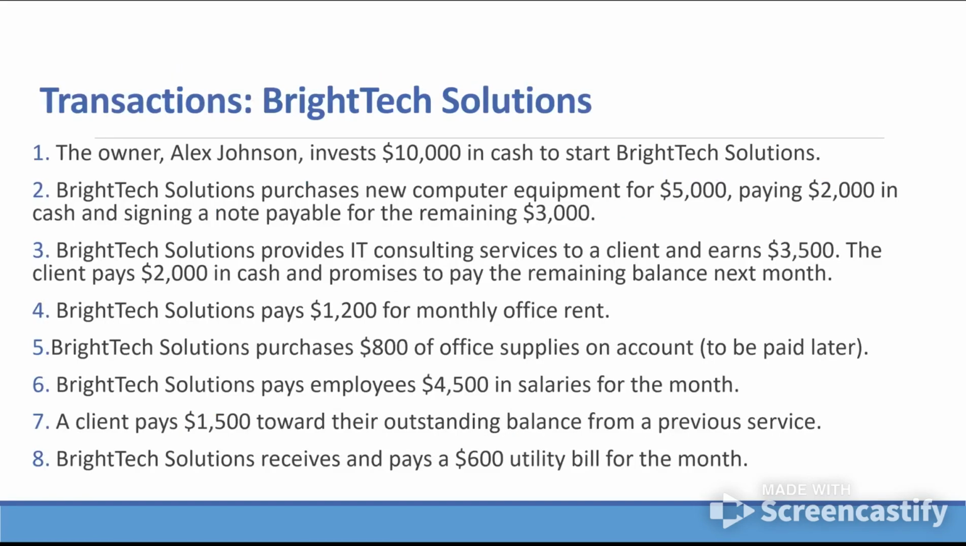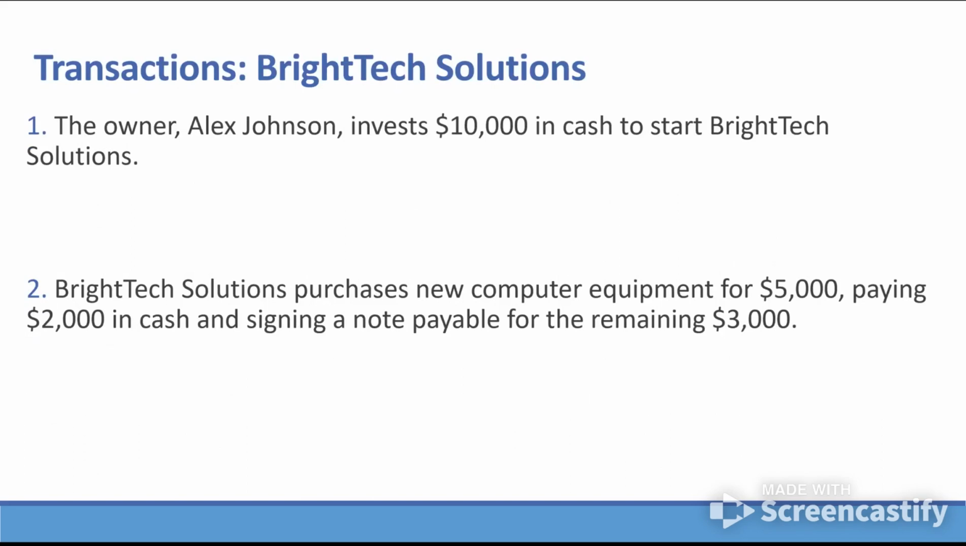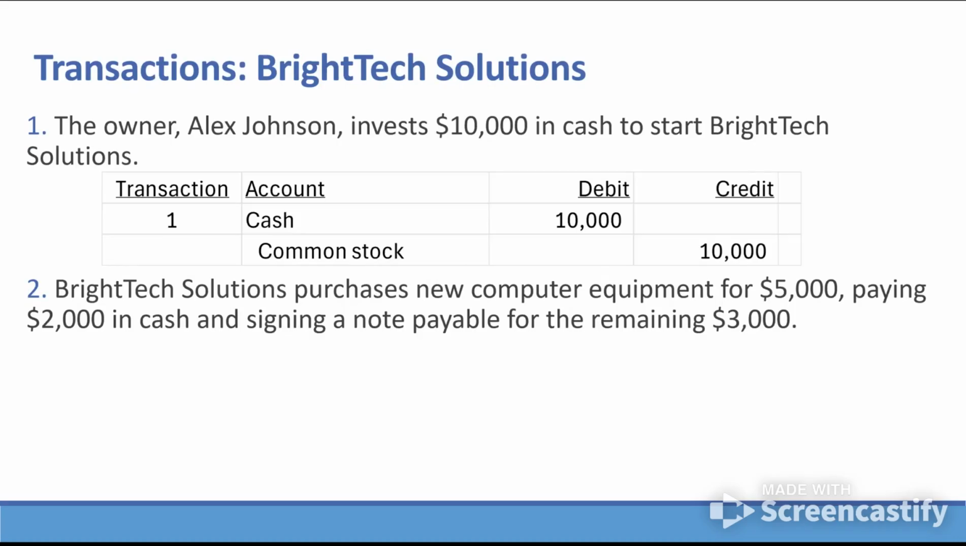Here we have a set of transactions for Brightex Solutions. You might want to pause the video and read through these transactions. Let's just look at the first two. In number 1, the owner invests $10,000 in cash to start Brightex Solutions. In this case, the corporation is receiving money and it creates common stock, so we debited cash, credited common stock.